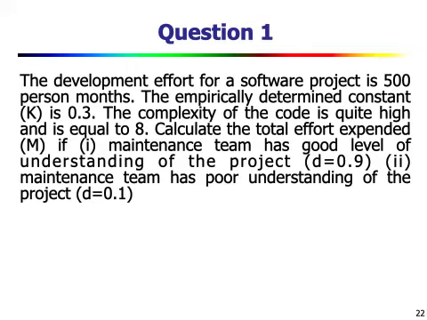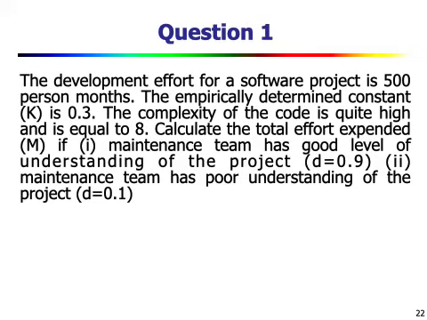So you have everything. Our equation is M is equal to P plus K into e raised to C minus T. P is the development effort for the software project, which is 500 person months. Then you have the empirically determined constant K, which is 0.3, C is 8, and the value of D for the first question is 0.9, and for the second it is 0.1.